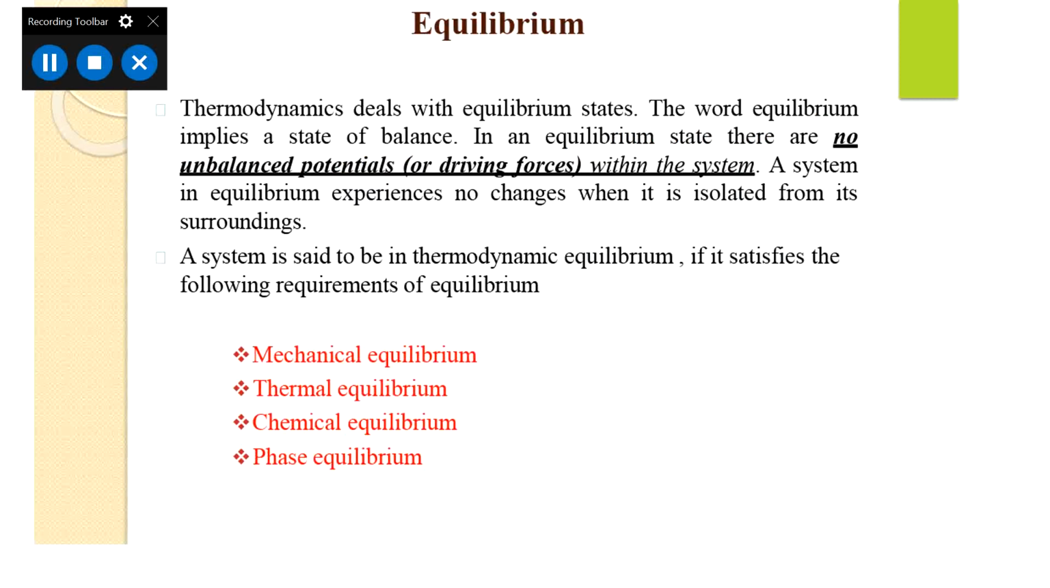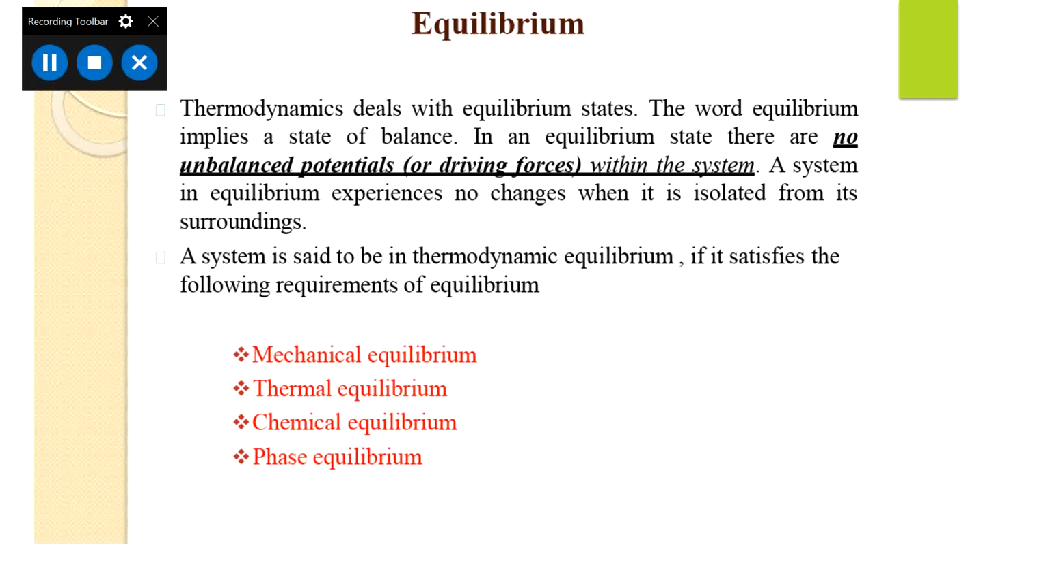Next one, equilibrium. So what is equilibrium? The word equilibrium implies a state of balance. In an equilibrium state there are no unbalanced potentials, that means there are no unbalanced forces within a system. A system in equilibrium experiences no change when it is isolated from its surroundings. There must be no unbalanced forces or potentials. The system is completely balanced, so that is known as the equilibrium condition.